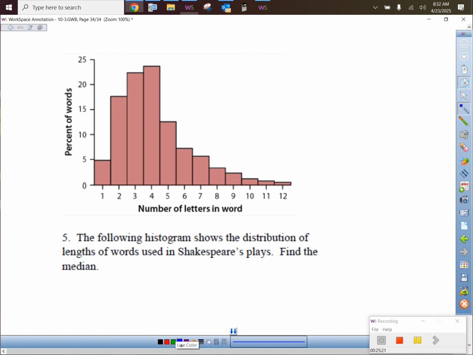Have you ever heard of Hamlet before? You know, the Shakespeare play. To be or not to be. Aren't those some words in Hamlet? How many letters in that word? That word, that word, that word. You see what they're doing? They look at all the words in Shakespeare's plays, and they totally just counted them up. I know this is not our stats class, but I stole this from a stats class.